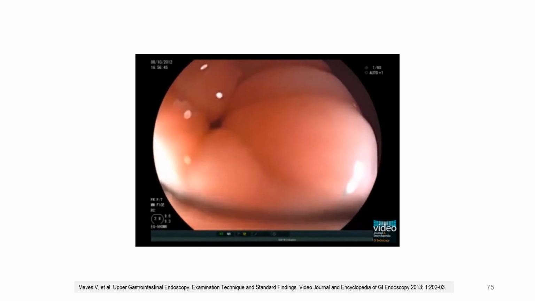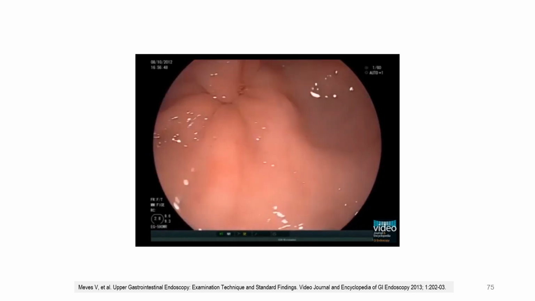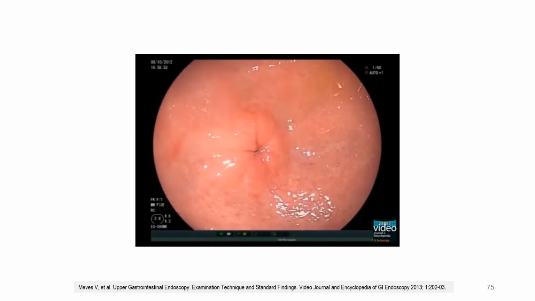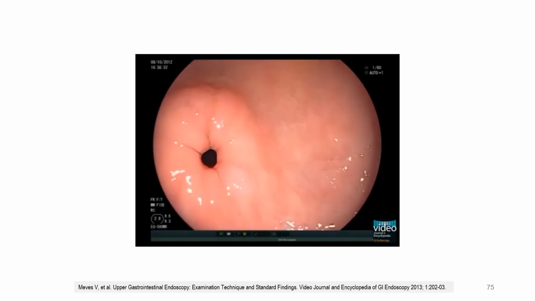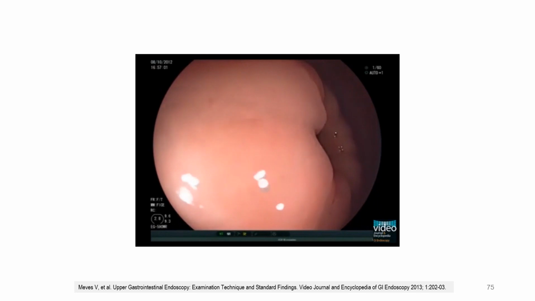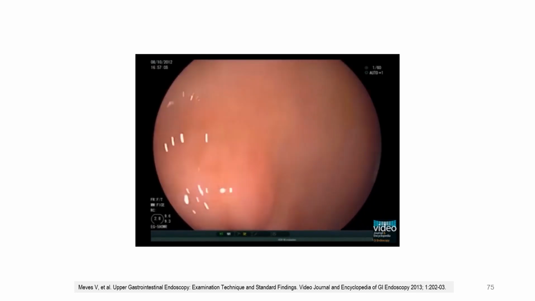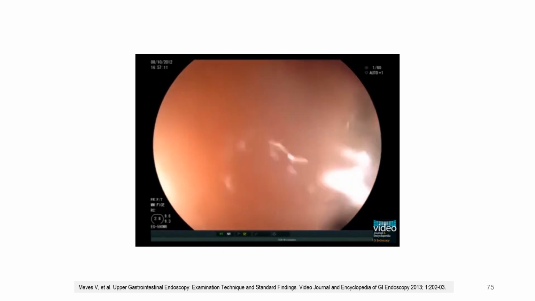So let us first move to the duodenum. The pylorus is examined closely, with particular attention being given to its motility during peristalsis. Now intubate the duodenal bulb by advancing the tip of the scope as closely as possible to the pyloric ring and then applying gentle pressure.